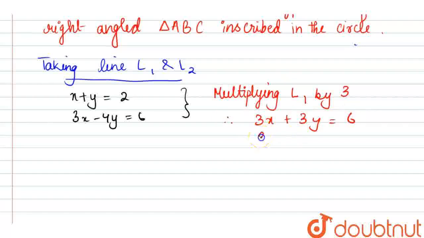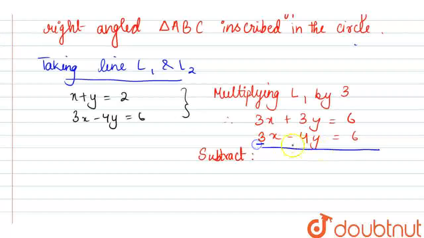3 into 2 is 6, and we have L2 which says 3x minus 4y is equal to 6. So if we subtract them, then what do we get here? If we subtract them, minus of minus is plus, and minus plus minus. So this and this get cancelled. What is left with us is plus 4y plus 3y. That is plus 4 plus 3, 7y is equal to 0. Therefore, y is equal to 0. We got y is equal to 0.